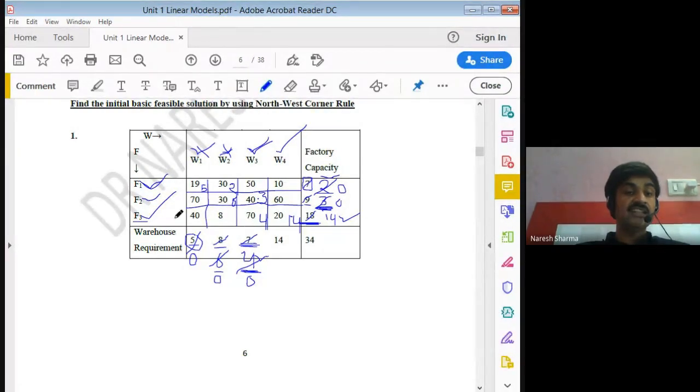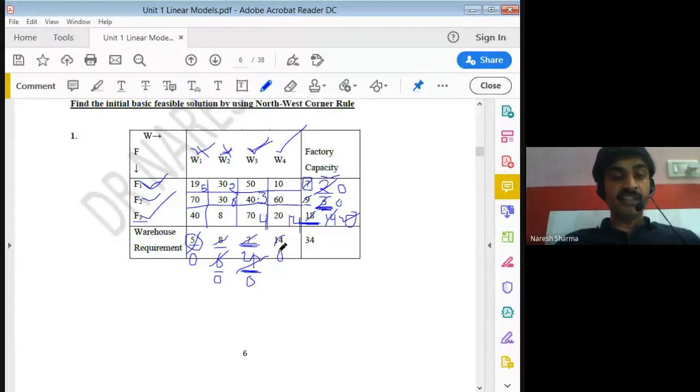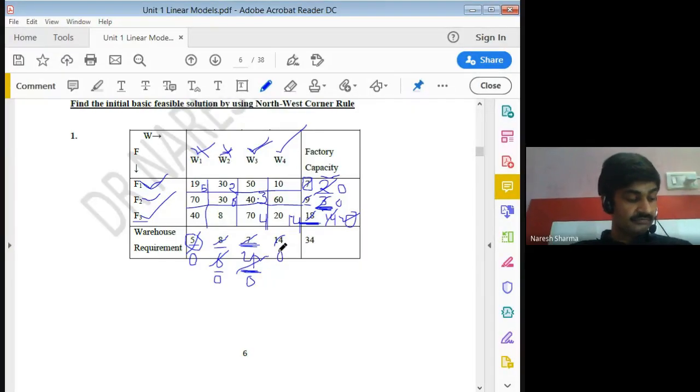That means we send from this factory to this warehouse. So we are left with 0 capacity here and 0 requirement at the warehouse. So we have sent everything to all warehouses. We fulfill all requirements. So it should be the same.